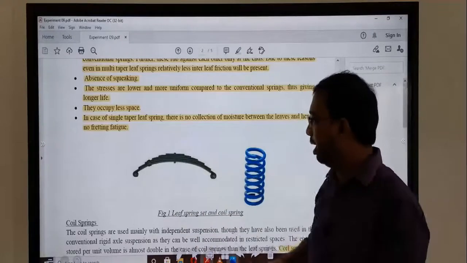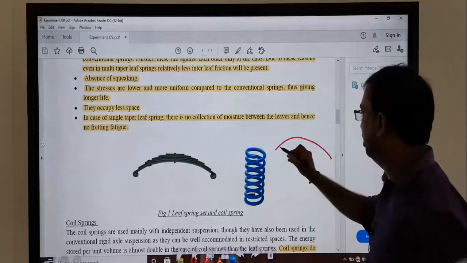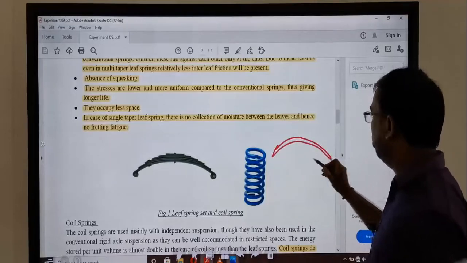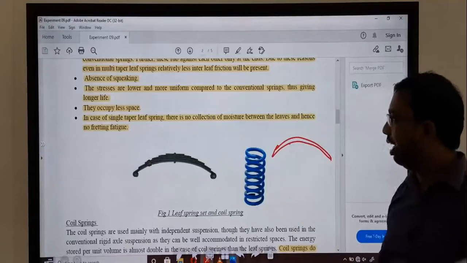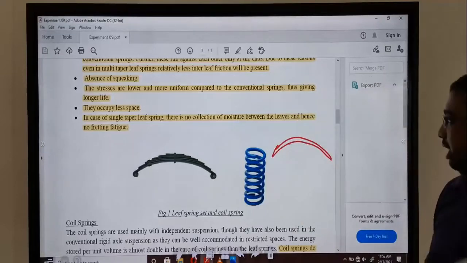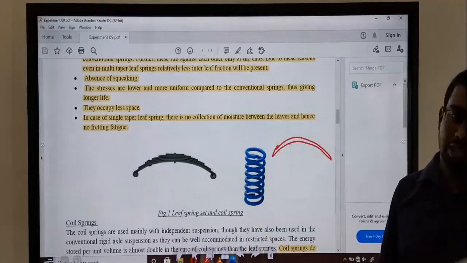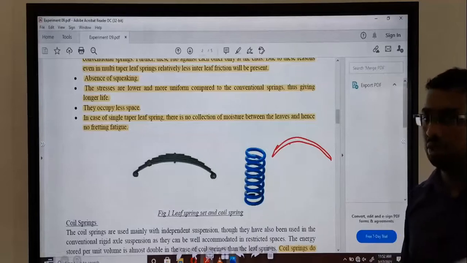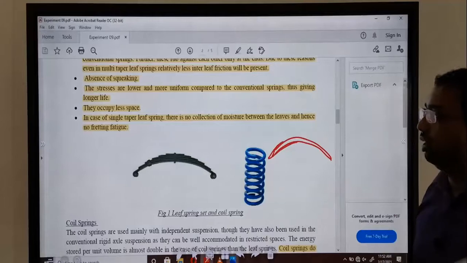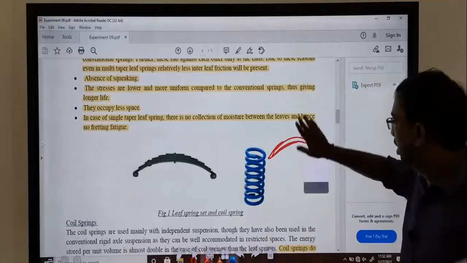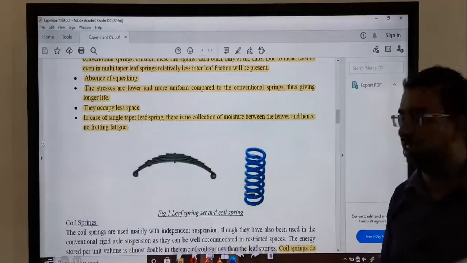This is a multi-leaf spring. There are a lot of leaves. The single taper leaf spring means only one leaf. Here, because it is fully open, there is no collection of moisture. Hence no fretting fatigue. Fretting means corrosion. It does not lead to corrosion because there is no collection of moisture.